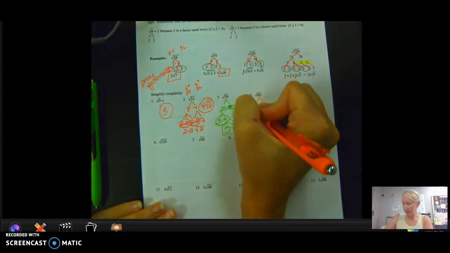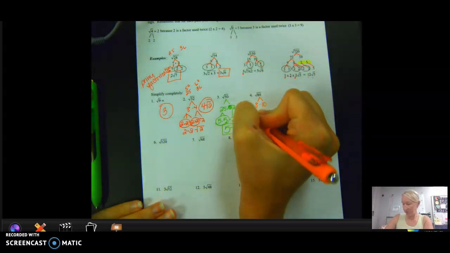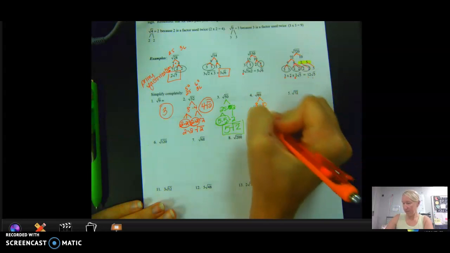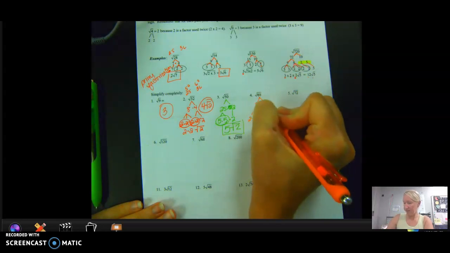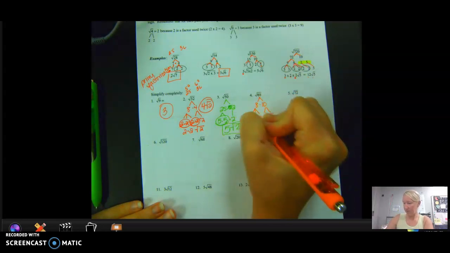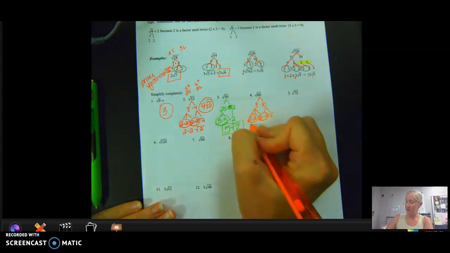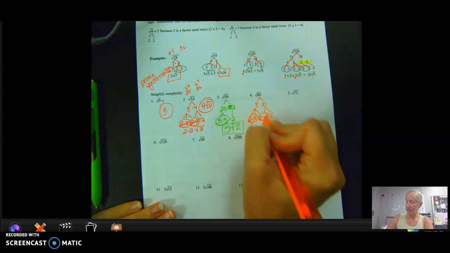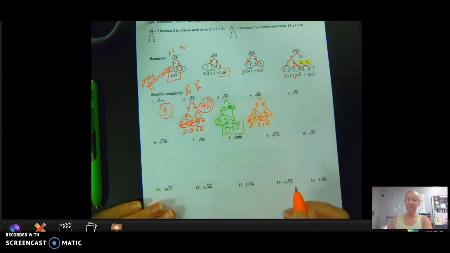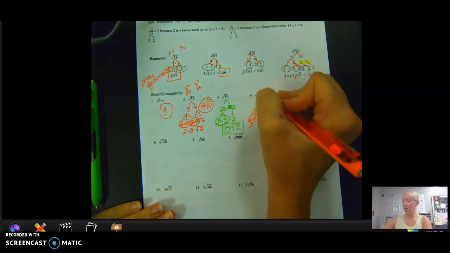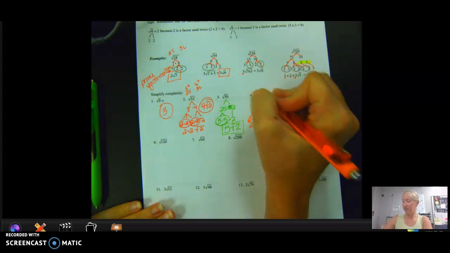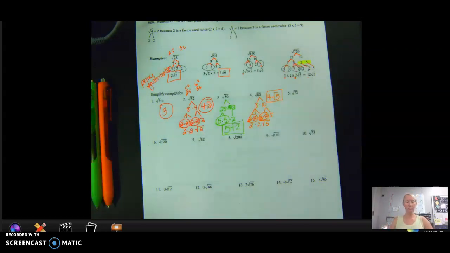8, we talked about earlier, breaks down into 2 times 2 times 2. 10 breaks down into 2 times 5. I have a pair of 2s. I have another pair of 2s, and 5 is left by itself. So I'm going to bring out a 2 from this pair, gone. Bring out a 2 from this pair, gone. Left with the square root of 5. I'm going to actually go ahead and multiply those two things. 2 times 2 is 4. Left over with square root of 5.